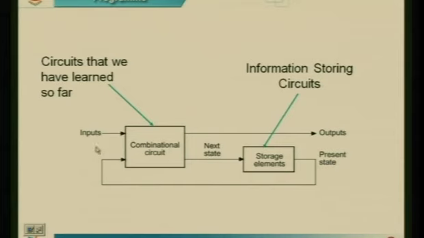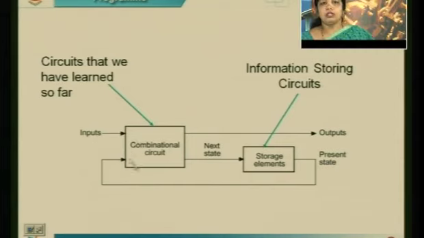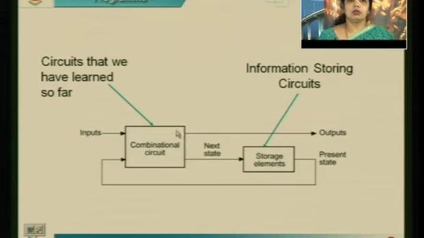Till now we have studied many combinational circuits in the previous sessions, like multiplexer, decoder, encoders, adders, etc. That is nothing but a combinational circuit, which has inputs as well as outputs. The combinational circuit depends on the present input. Depending on the present input condition, you are going to get an output. So that is nothing but a combinational circuit.